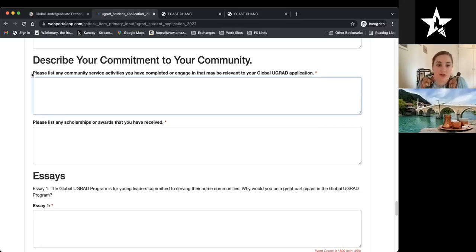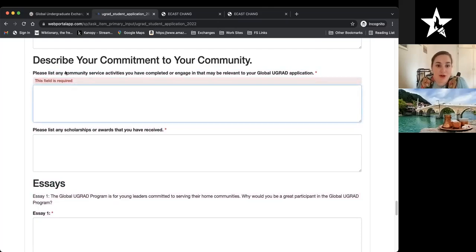This is short. Notice it says, please list any community service activities. So we don't need a whole page explaining what you do. A couple of sentences or bullet points or anything like that is just fine to tell us what kinds of things you are involved in.